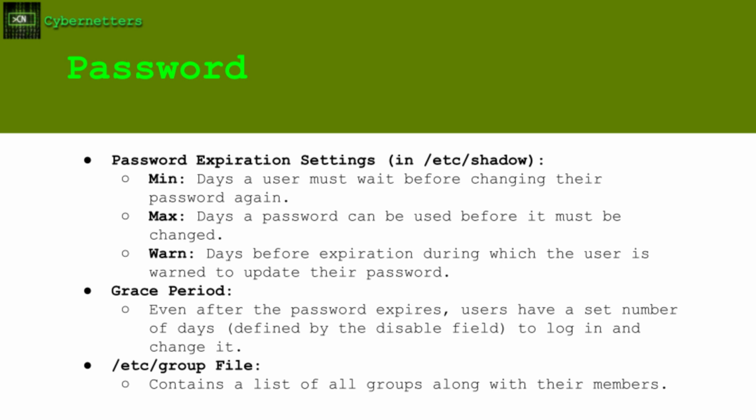Min sets the minimum number of days a user must wait before changing their password again. It is there to prevent users from constantly cycling through old passwords just to reset back to the original. Max defines how long a password can be used before the system forces a change. If the number is reached, the password expires and the user has to update it.